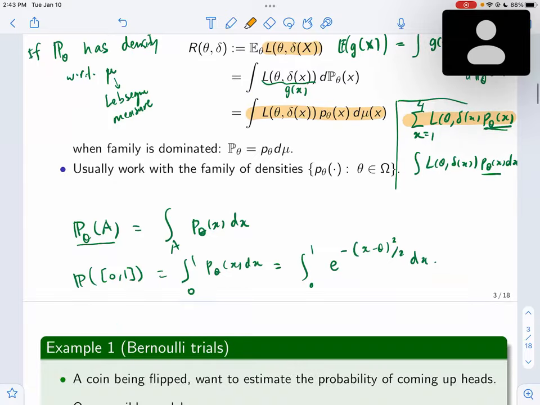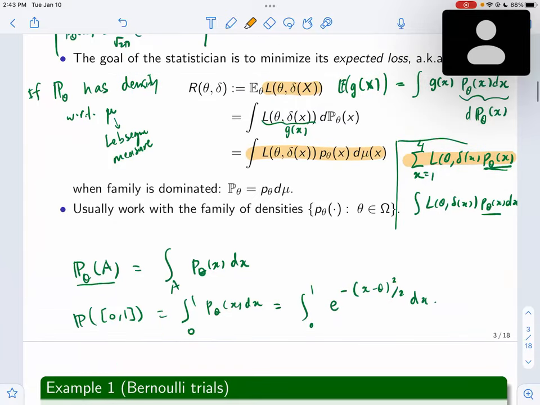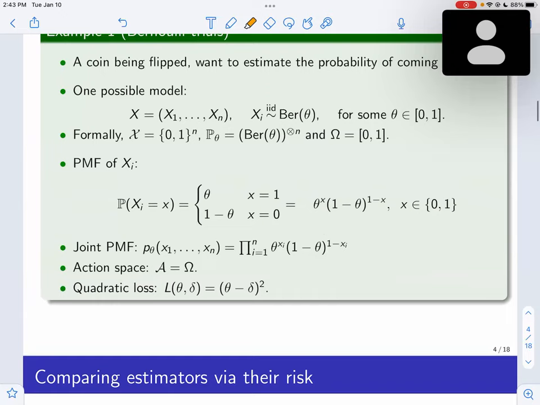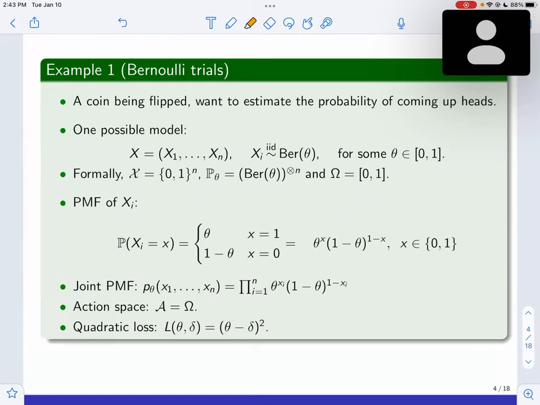Okay. This is the slide that I would like to avoid every time, but I end up talking about it. If you didn't like that, it's fine. Nothing will be lost if you don't understand that slide that much. So here's an example: a coin being flipped, and you want to estimate the probability of it coming up heads. This may be the simplest statistics question. If someone flips a coin a bunch of times, you want to estimate the probability of it coming up heads. Okay.